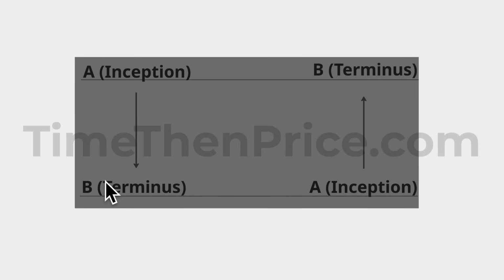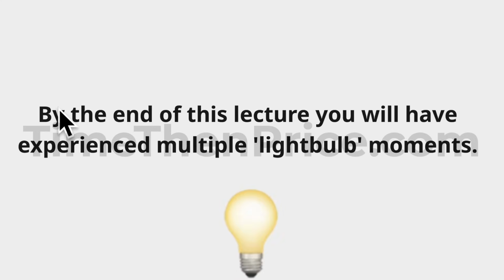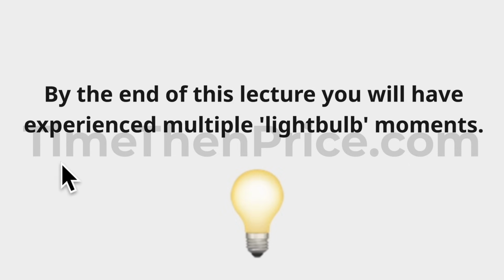Therefore, your focus has to be right now on being able to recognize inception to terminus. Once you're able to recognize what inception to terminus is, only then can you consider looking for entry patterns. So during this lecture, our focus is going to be on recognizing inception to terminus, A to B. By the end of this lecture, you will have experienced multiple light bulb moments, and that's a guarantee. There's absolutely no way that you're going to watch this lecture and think to yourself, oh, this doesn't make any sense, because I'm going to literally lay everything right in front of you which you need to understand in order to be able to look at the markets through the lens that I'm looking at them.